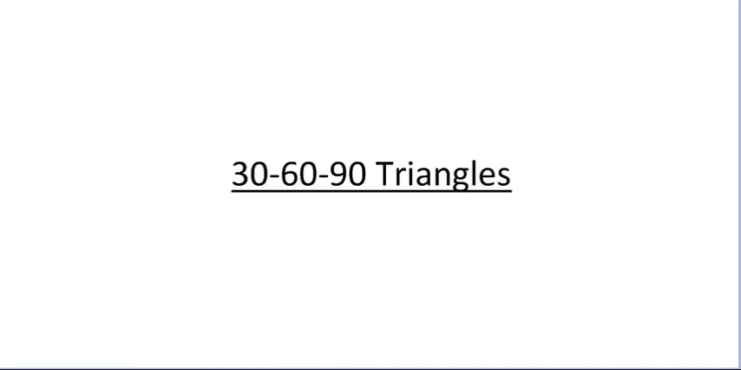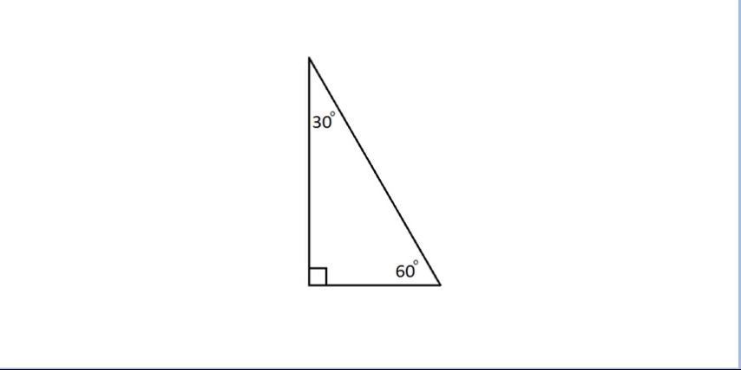By the end of this video, you should know the properties of 30, 60, 90 triangles and know the relationship between the sides. A 30, 60, 90 triangle is named that because it has angles of 30, 60, and 90 degrees. A 30, 60, 90 triangle is made by having an equilateral triangle where all the angles were 60 and dropping an altitude from there. Because of that, there's going to be a relationship between their sides.